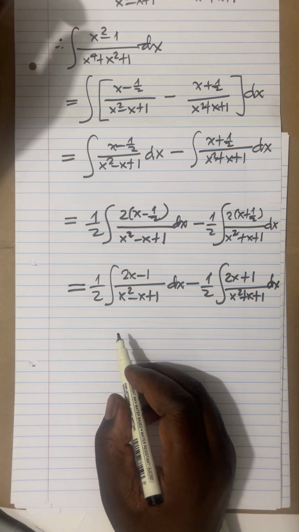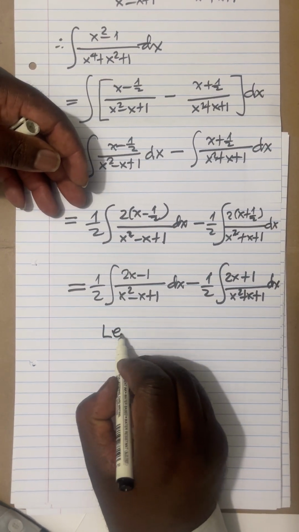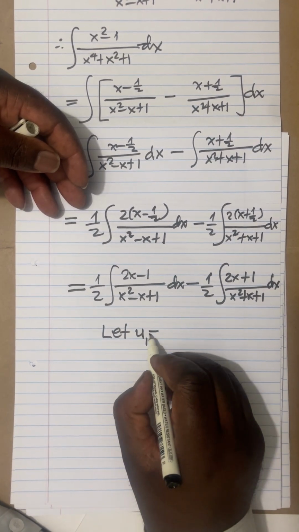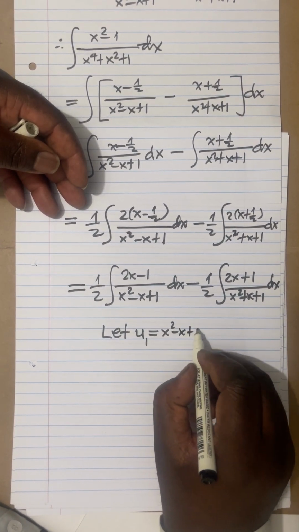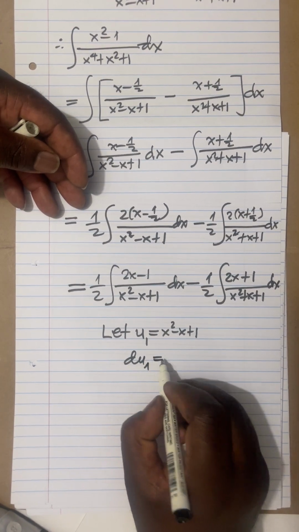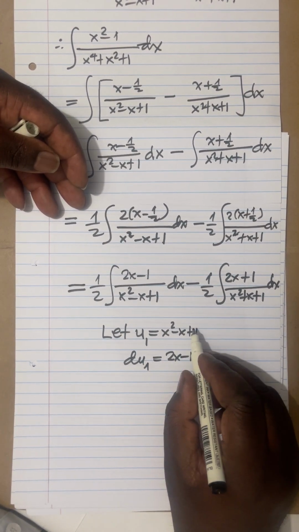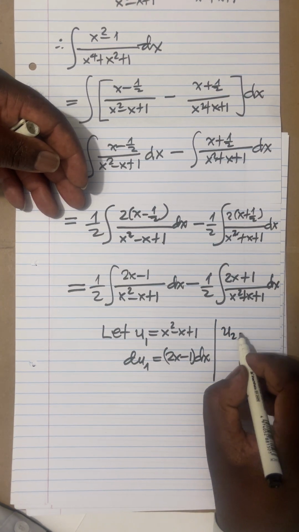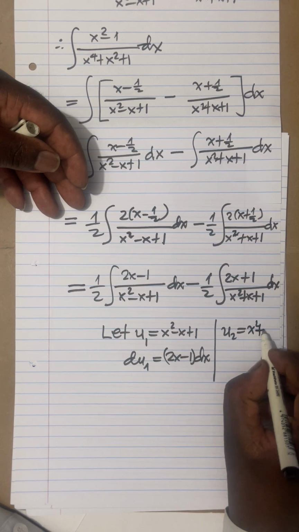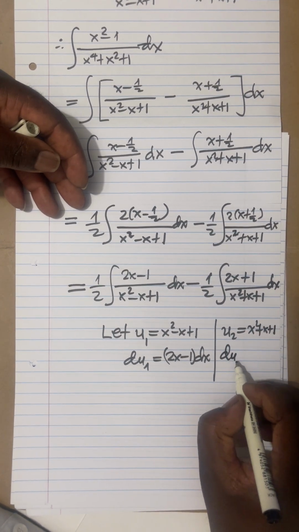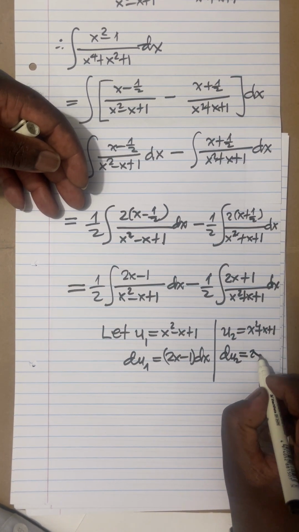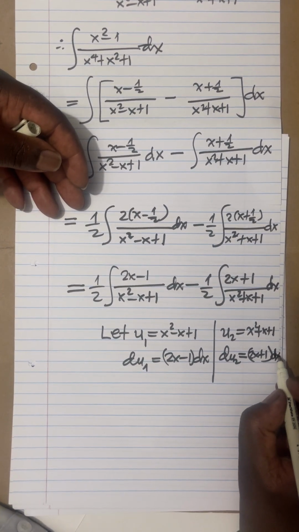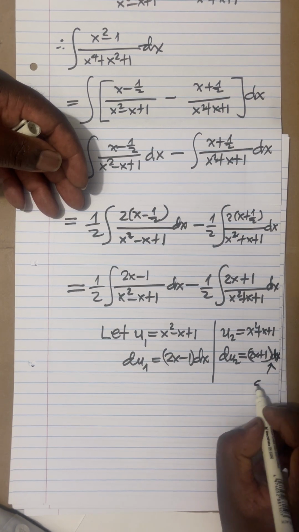Now watch the u substitution coming up. I'm going to let u1 be equal to x squared minus x plus 1. What is du1? It equals 2x minus 1, differentiating with respect to x, and just put dx there. Let's come this side. u2 equals the denominator, which is x squared plus x plus 1. What is du2? You'll agree with me, this is 2x plus 1 dx. Let me write dx there. All right, there is dx.